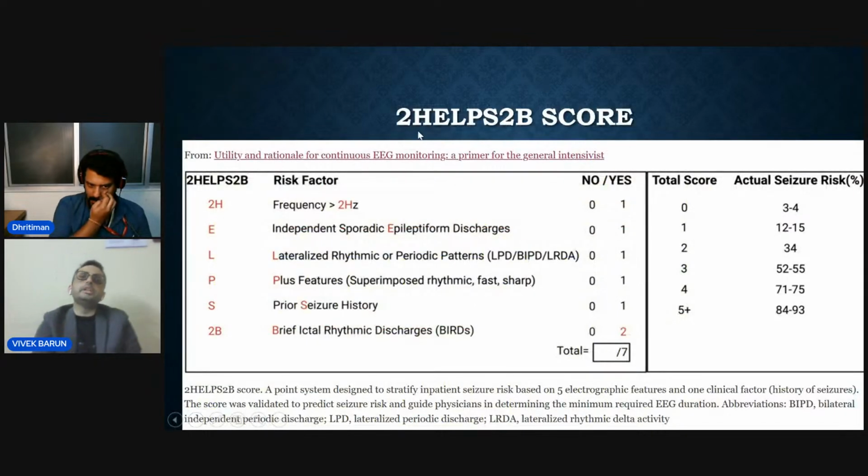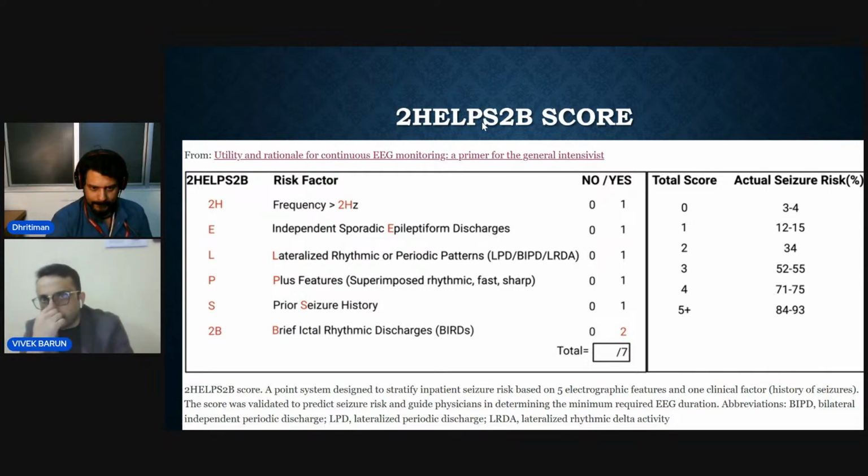This is a very important score. This is a validated score, called the 2HELPS2B score. What is the importance of this score? It is based on 5 EEG findings and 1 clinical finding. So how do you do that? You have to do a 1 hour EEG recording, and then you have to calculate the score. So how do you calculate it?